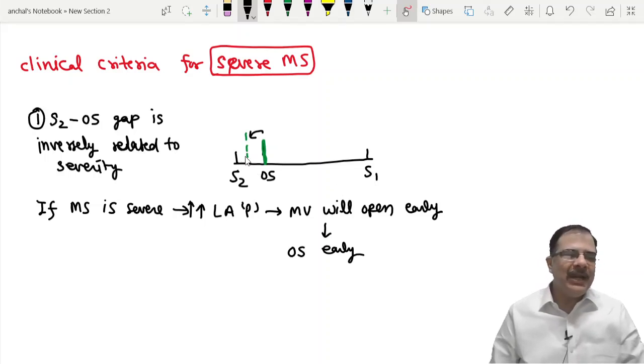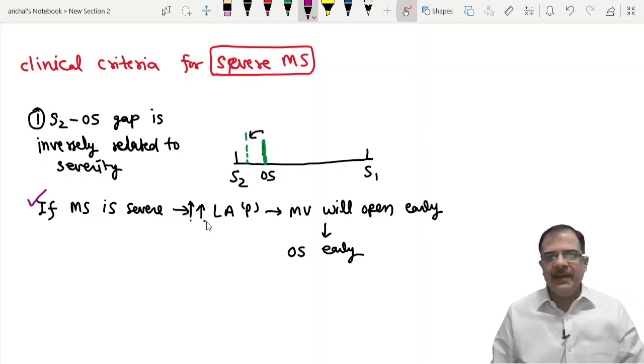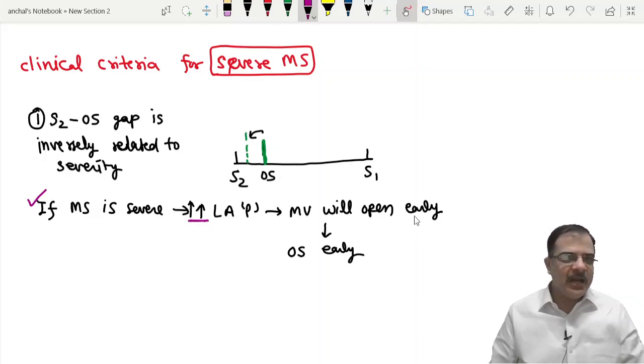What does that mean? That means if the gap is less, severity is more. Or other way around, if gap is more, severity is less. And explanation for this is this statement: whenever LA pressures are very high, they will open the valve early and opening snap will be much early.